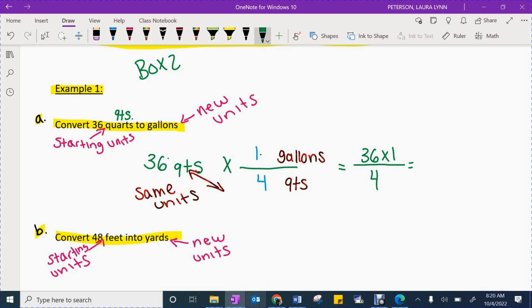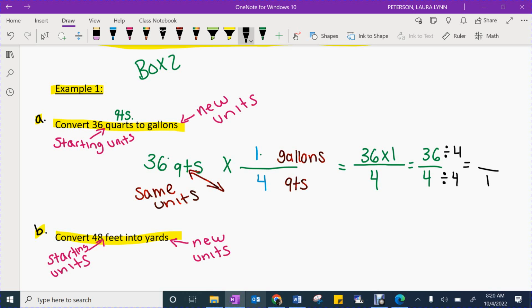Let's actually do the multiplication. 36 times 1 is 36 over 4. My last step is to divide by the denominator, because what I'm actually doing is creating a unit rate, but with different units. We're going from a rate of 36 quarts to a unit rate using gallons. So we always divide by the denominator.